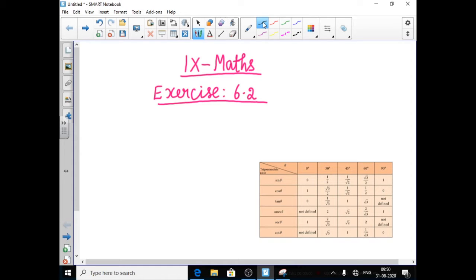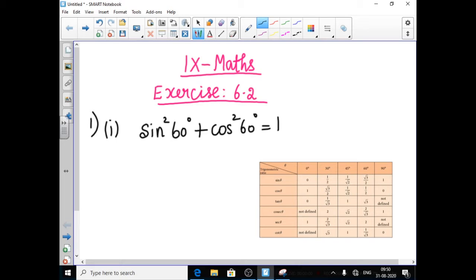The first subdivision is sine square 60 degree plus cos square 60 degree is equal to 1. Okay. So we want to prove sine square 60 degree plus cos square 60 degree is equal to 1.